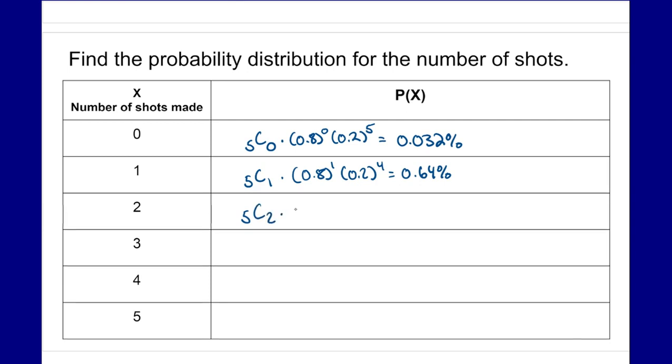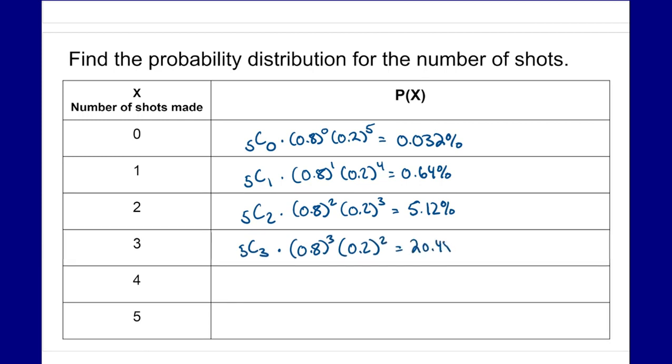5 choose 2 times 80% to the power of 2 times 20% to the power of 3 gives me 5.12%. 5 choose 3 times 0.8 to the power of 3 times 0.2 to the power of 2, which is 20.48%. And hopefully you're starting to see a pattern. The exponents are increasing on one and decreasing on the other. And when we're choosing, we're increasing from 0 going all the way up to the total number, or n.